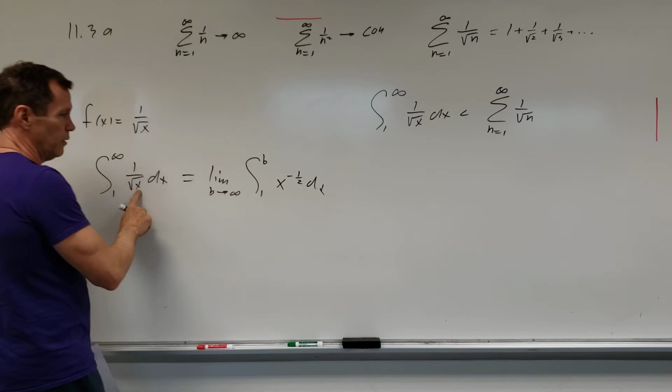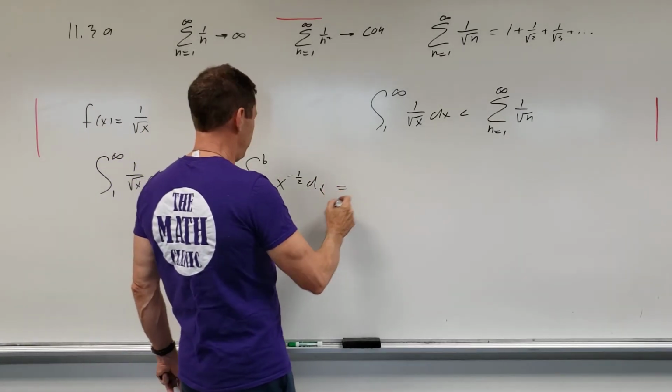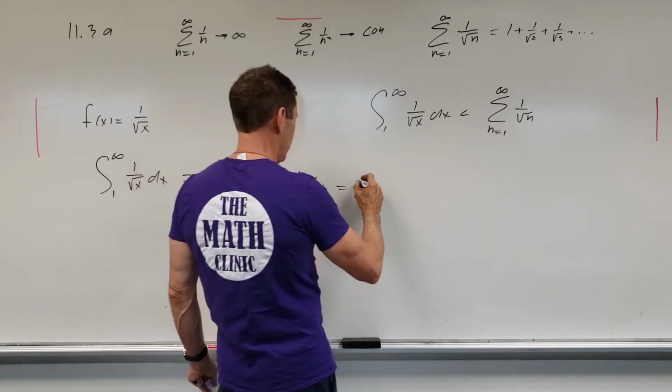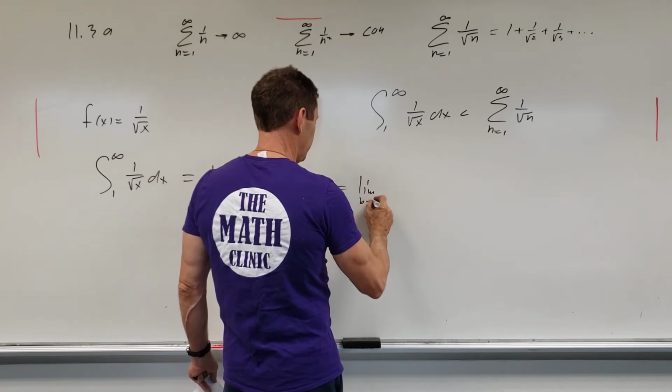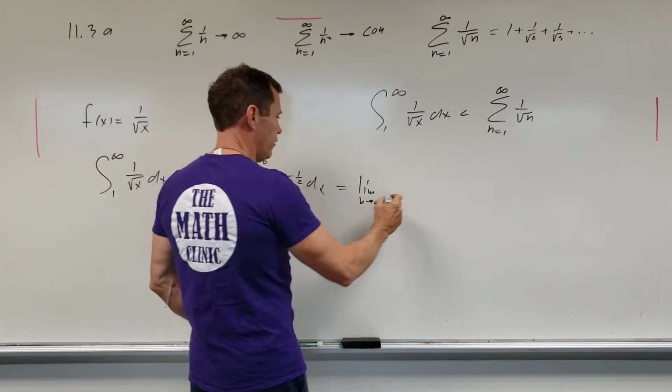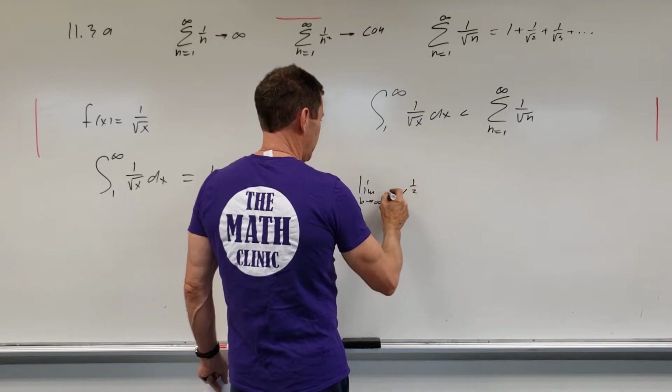Yeah, it's the same thing. Okay, so what's this integral going to be? Just find the antiderivative of this guy. So it's going to be the limit as b goes to infinity. And for the antiderivative, you can add 1, so it's going to be 1/2. And that's going to be 2.